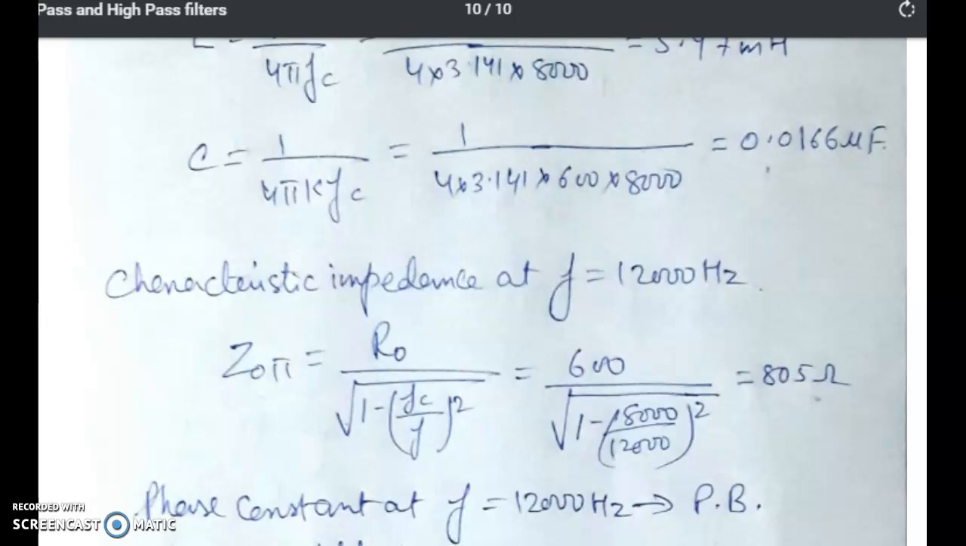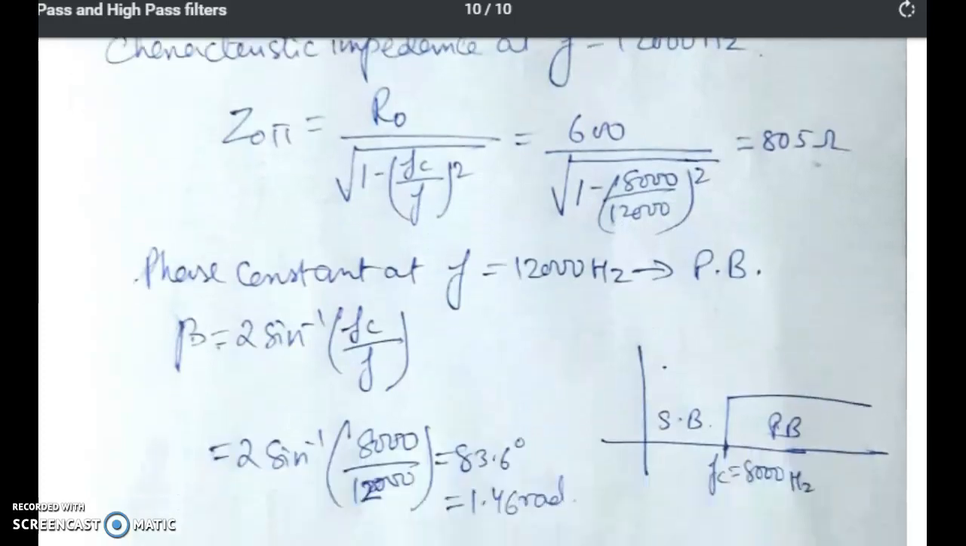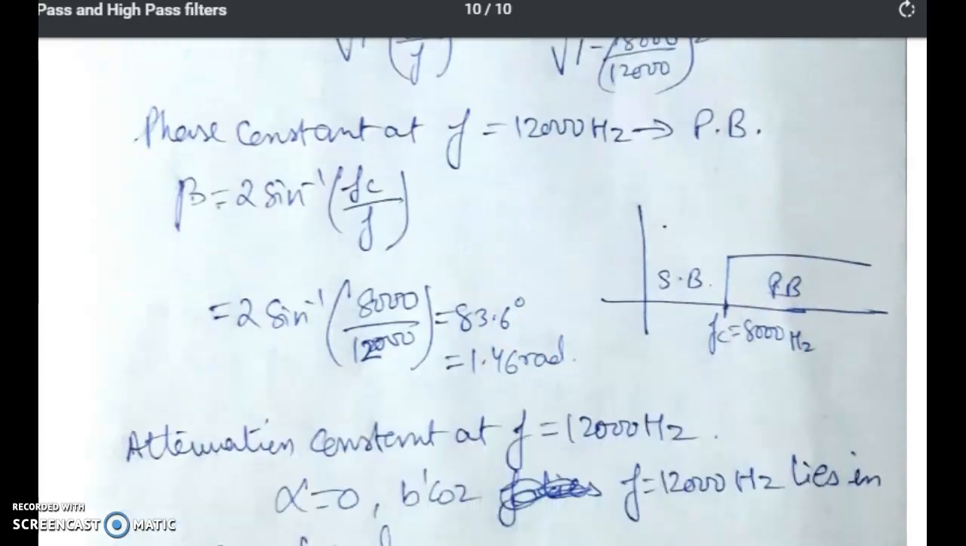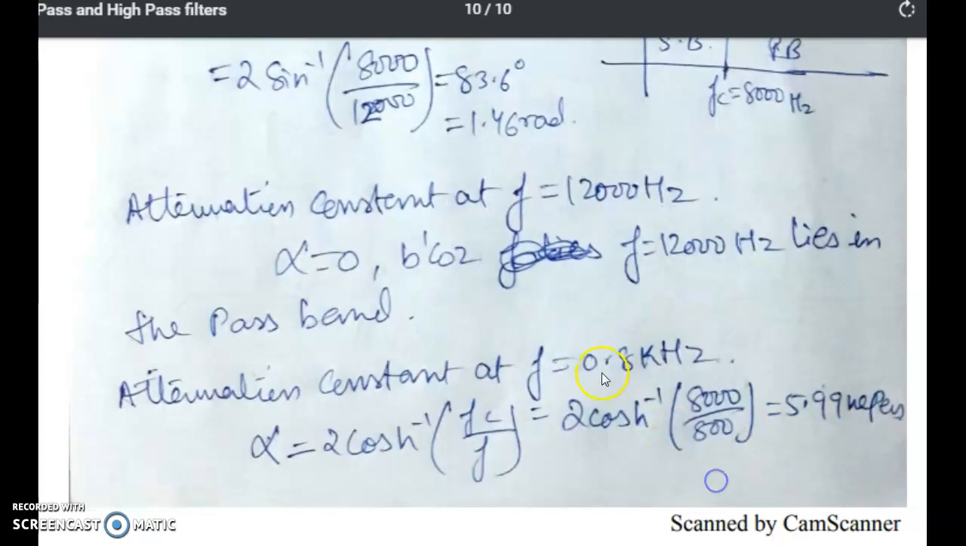Now to find out the characteristic impedance, Z0 pi is equal to R0 upon under root of 1 minus fc upon f square. When we put the value, it is equal to 805 ohm. Phase constant at frequency f is equal to 12,000 Hz is equal to 83.6 degree. And attenuation constant, because it is a pass band, attenuation constant must be equal to 0. Similarly, at 0.8 kHz, attenuation constant, because it lies in the stop band, so attenuation will exist and it is equal to 5.99 nepers. So in this way we design the low pass and high pass filter.